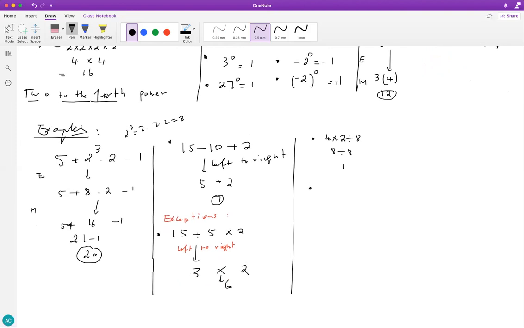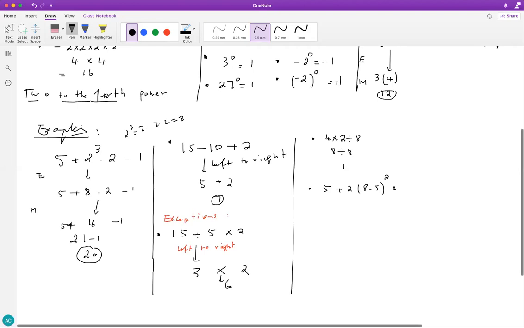What else? Let's take another example, a longer one. So 5, let's say plus 2 times, open parenthesis, 8 minus 5, close parenthesis, to the third, or maybe just to the second. And finally, divide by, say, 2. So that's another expression with multiple operations, as you can see.